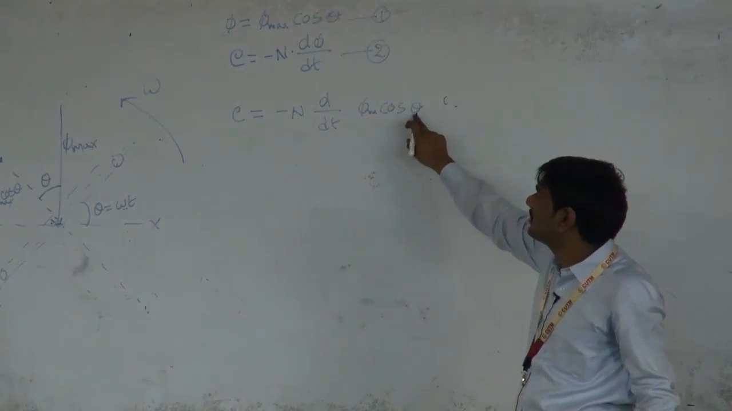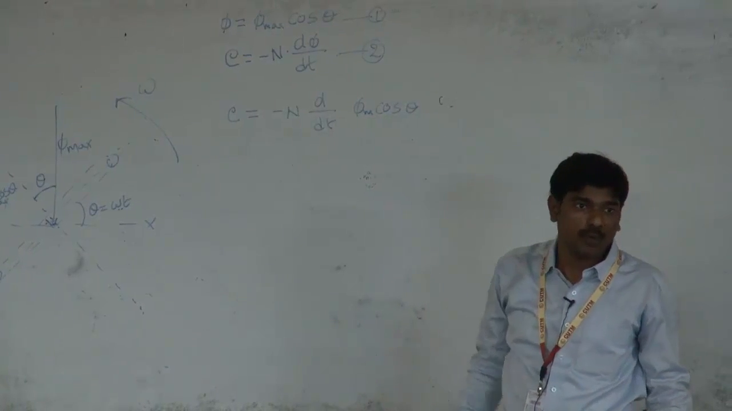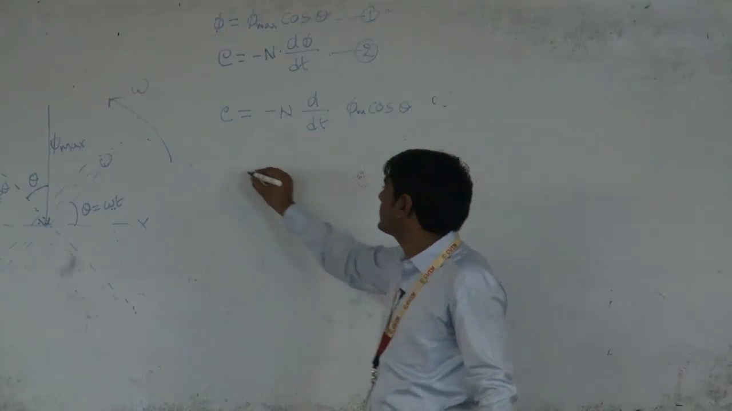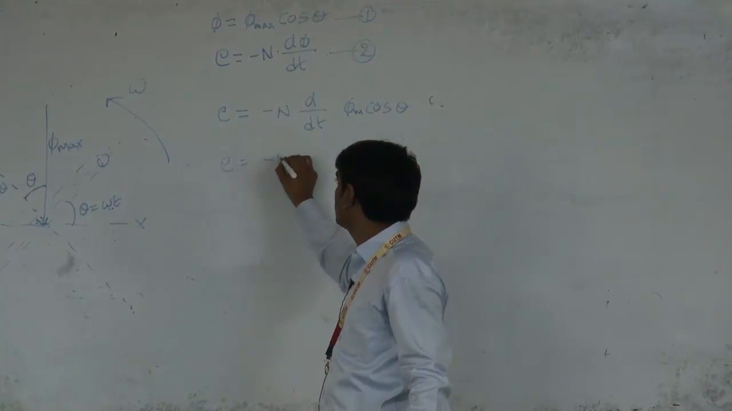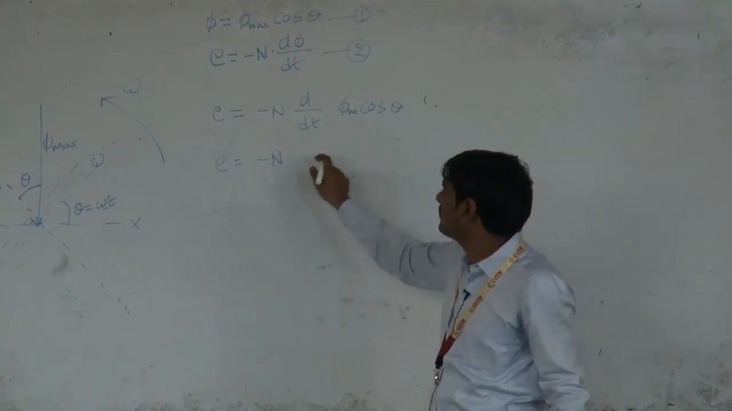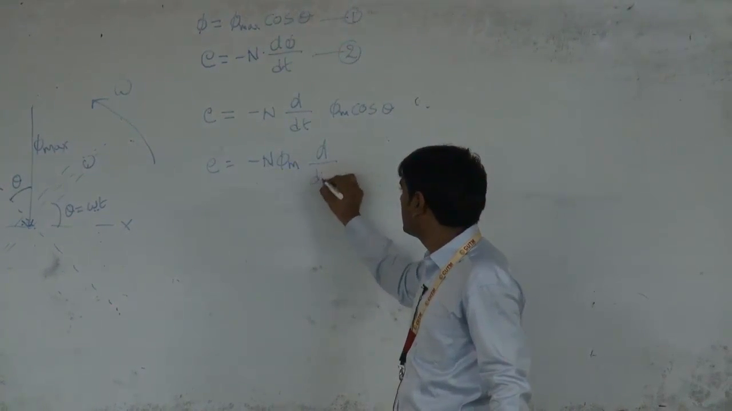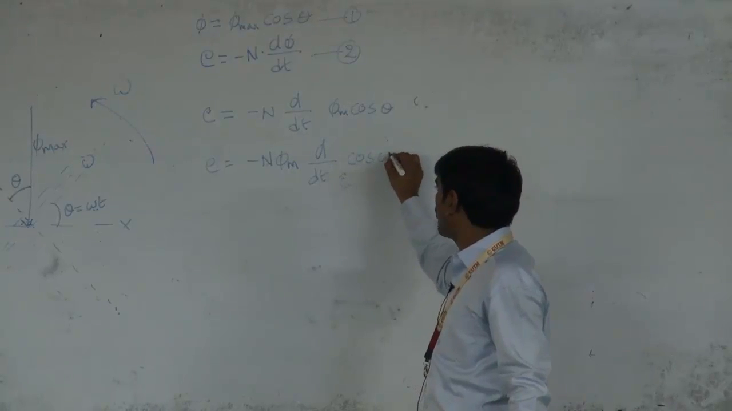Here we have to change theta into omega t. So theta is equal to omega t. If you replace theta with omega t, then minus n phi m, since phi m is a constant, we can take it out. So minus n phi m into d by dt of cos omega t.